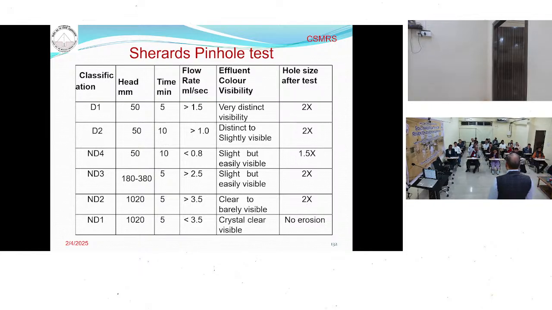Again, increase the water head to 180 to 380, and again observe the water and the flow rate. Depending upon that, this is the ND3 category. After that, you increase the head to around 1 meter, 1.020, and check what the flow rate is and what the color of the water is. Depending upon the color and the flow rate, you decide ND1 and ND3. No dispersion. So these are the 6 categories.